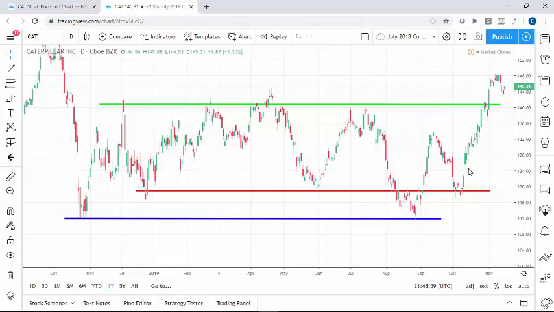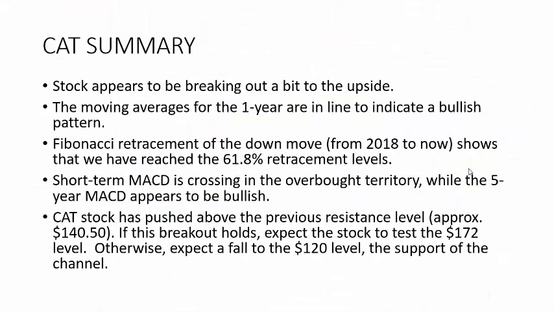price movements have happened at roughly the same price, in the $112 range. You saw prices back in October of 2018 bounce off of that range, and then that also was the low that we saw in August of 2019. So there could be significant buy orders or support there as well. So it just gives us a great overall view of what is, what has been, and what could be in this stock. So overall, Caterpillar stock appears to be breaking out a bit to the upside.